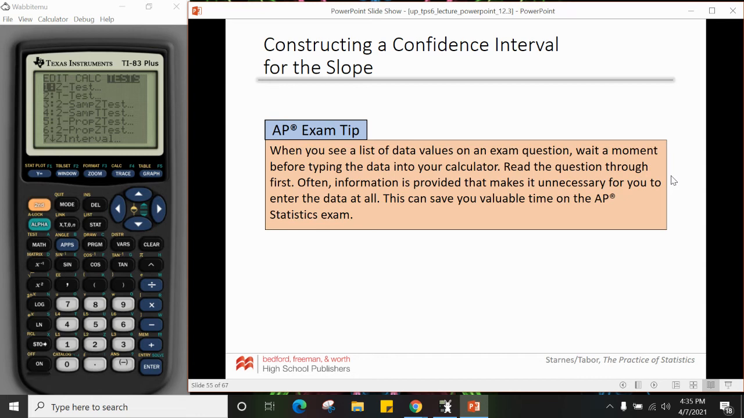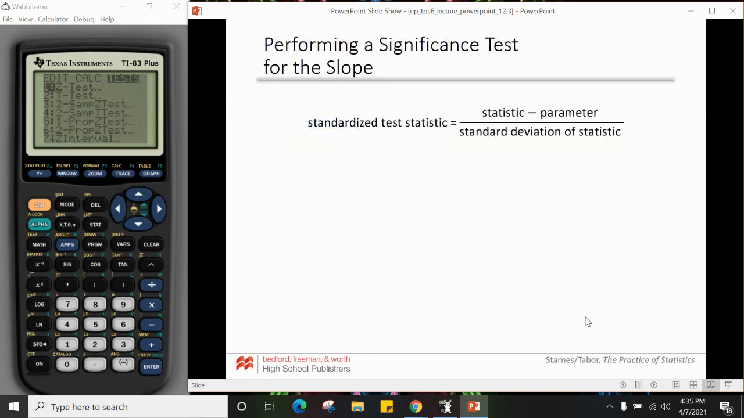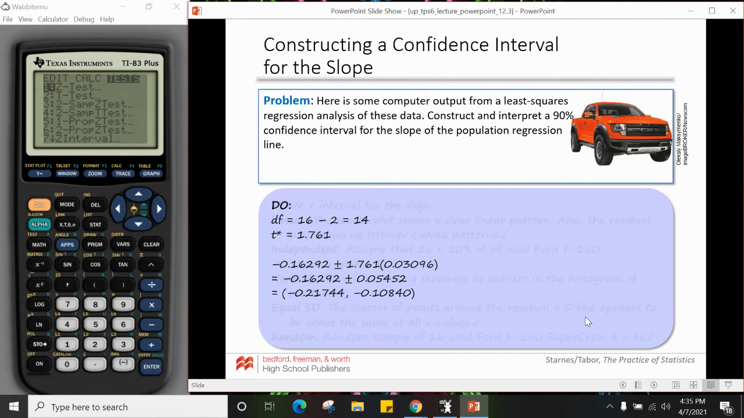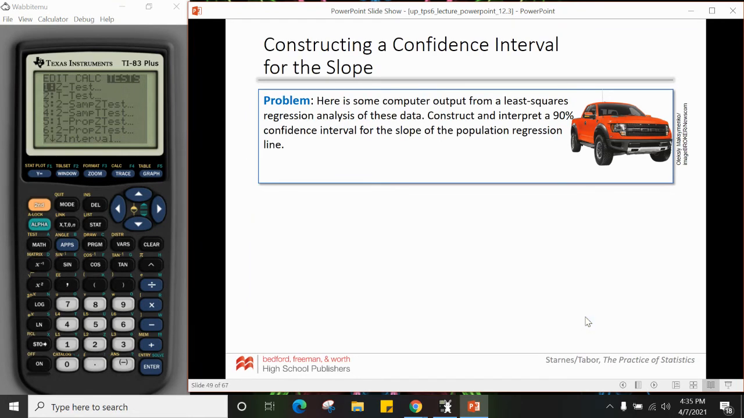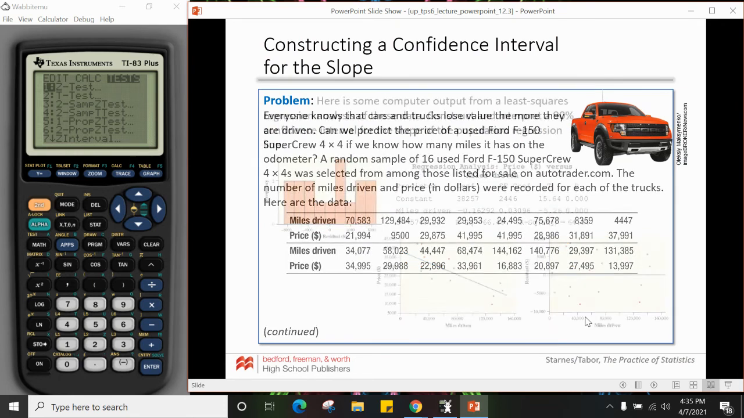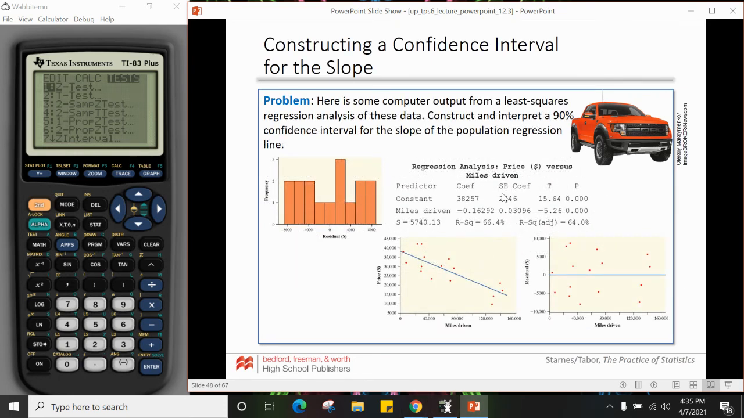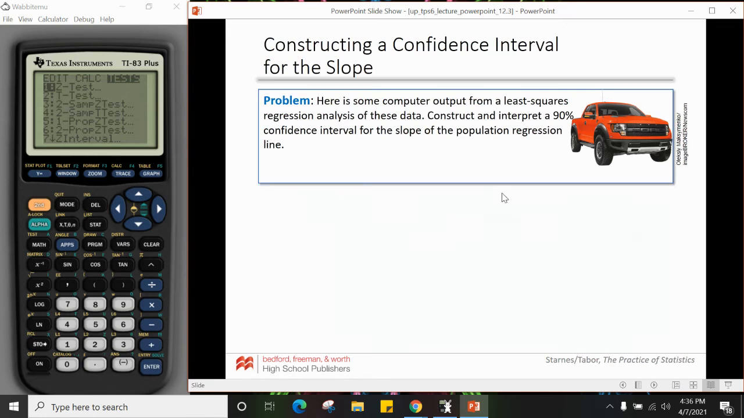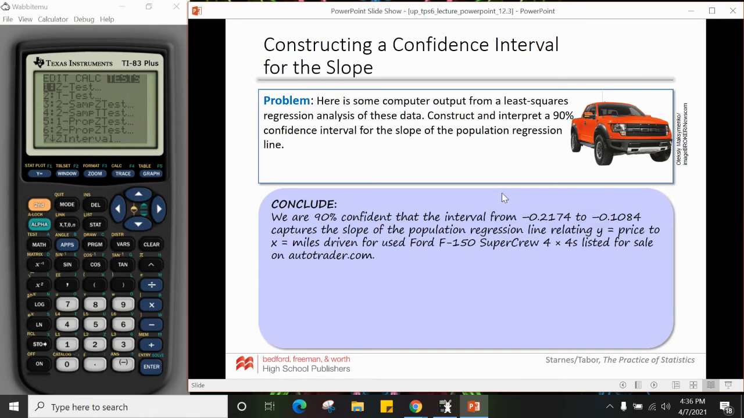So when you see a list of data values on an exam question, wait a moment before typing the data into your calculator. Read the question through first. Often the information is provided that makes it unnecessary for you to enter the data at all. This can save you valuable time on the AP Stats exam. So I'm glad that we wasted your time right now in the video and not on the AP exam, to note that, hey, I didn't really need to do all this on the calculator, because if you go backwards, everything that was needed, I believe, I started off with it. Boom, right there, had a Minitab output, so I didn't really need to do this. But it's okay. Like I said, I'm glad I wasted your time now rather than on the AP test.